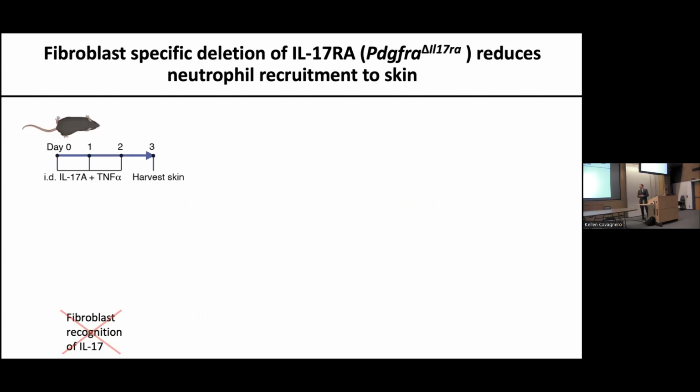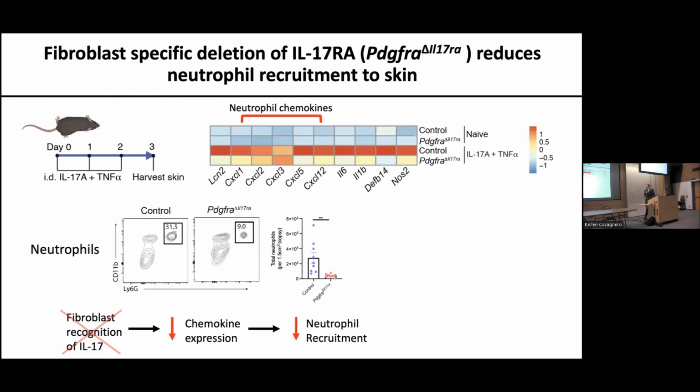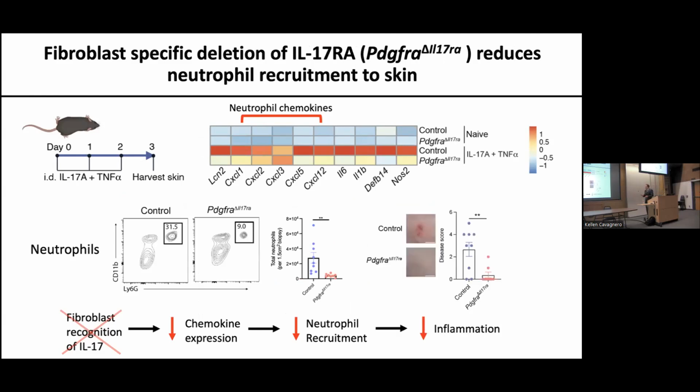We used our new mouse in our new model, and we find that in normal control mice, IL-17 and TNF induce the expression of neutrophil chemokines, but this is suppressed in our mice that lack the IL-17 receptor only in fibroblasts. And because we see this reduction of chemokines that attract neutrophils, we see significant reductions of neutrophils into the skin. It almost goes to zero. And remarkably, almost all of our transgenic animals had no visible sign of inflammation. So this was a really exciting day in the lab when I first did this because it was just so abundantly clear how important fibroblasts and their recognition of IL-17 is.